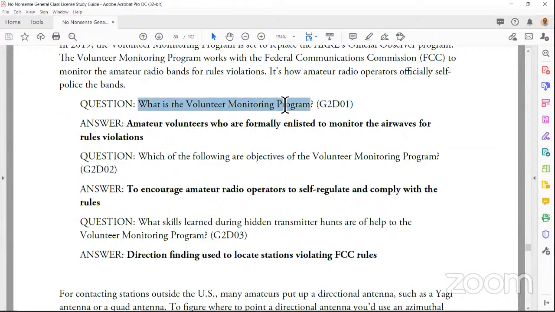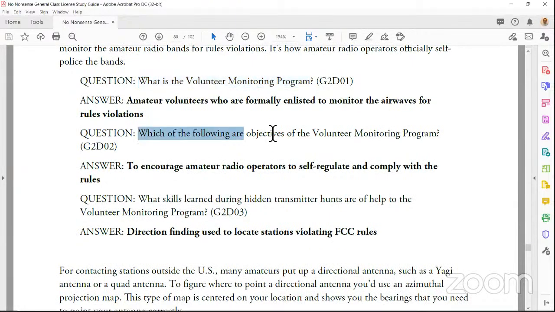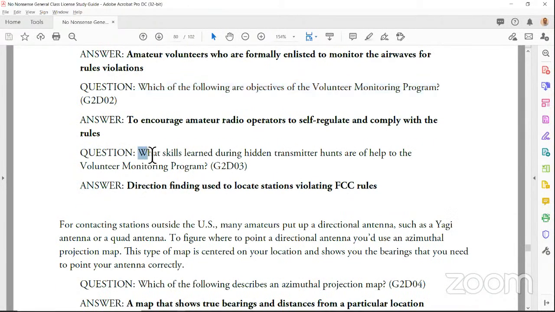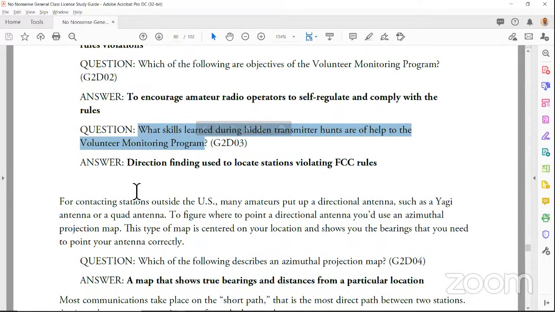Okay, what is the volunteer monitoring program? Amateur volunteers who are formally enlisted to monitor the airwaves for rule violation. Okay, some people like to refer to it as amateur radio police, right? Okay, which of the following are objectives of the volunteer monitoring program? It is to encourage amateur radio operators to self-regulate and comply with the rules. Okay, so we police ourselves as hams.